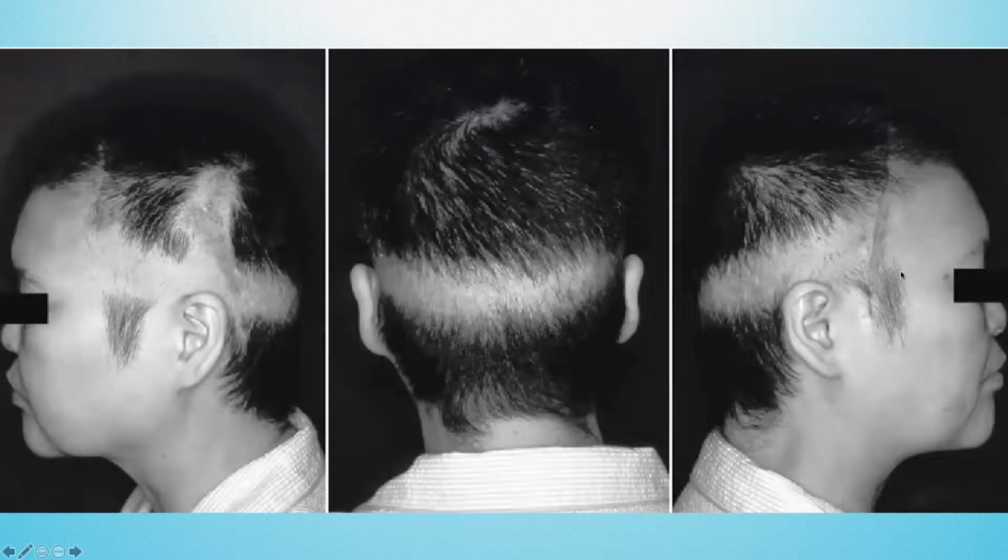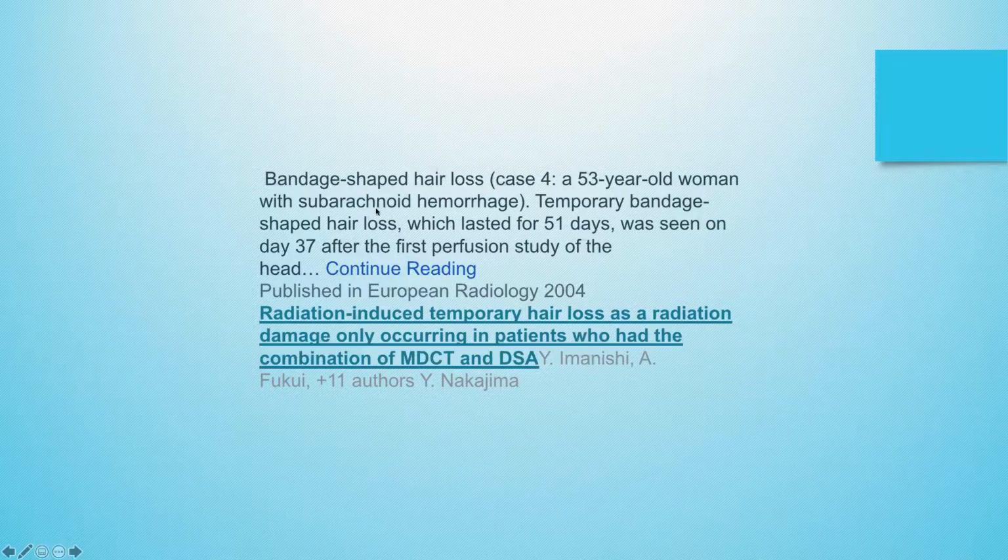This is not something that happened 500 years ago. This patient lost their hair after radiation exposure in a medical department. A 53-year-old woman with a subarachnoid hemorrhage. It was temporary, it lasted 51 days. And it was seen on day 37 after the first perfusion study. So notice she had had several CT scans in the same location. That's why you got the ring.